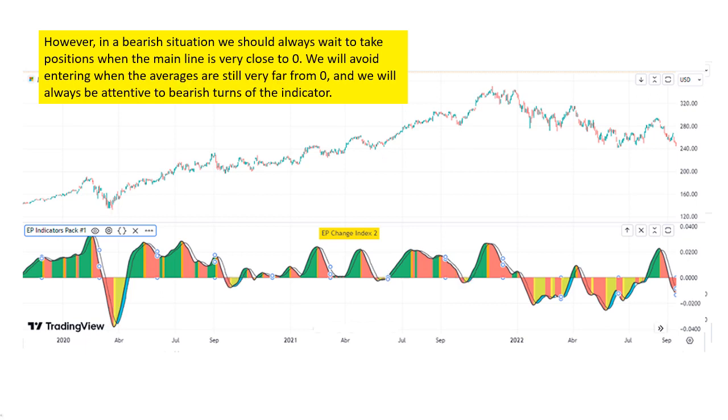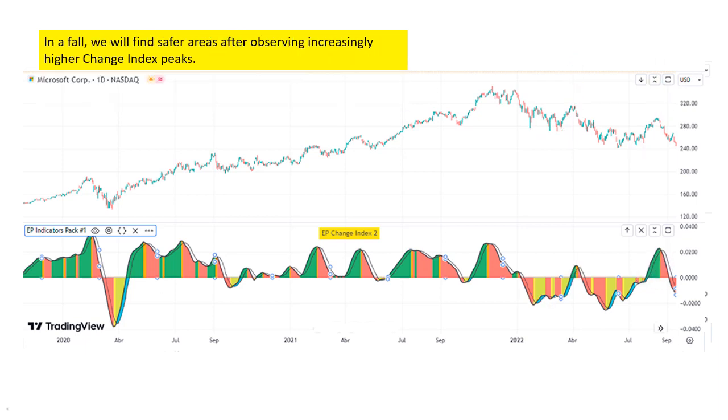However, in a bearish situation, we should always wait to take positions when the main line is very close to zero. We will avoid entering when the averages are still very far from zero, and we will always be attentive to bearish turns of the indicator. In a fall, we will find safer areas after observing increasingly higher change index peaks.